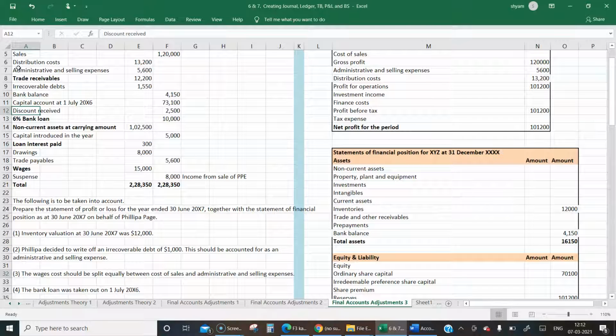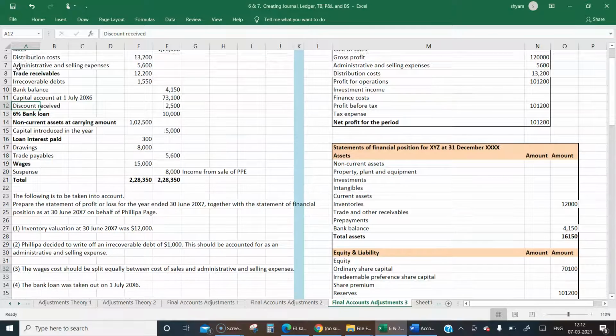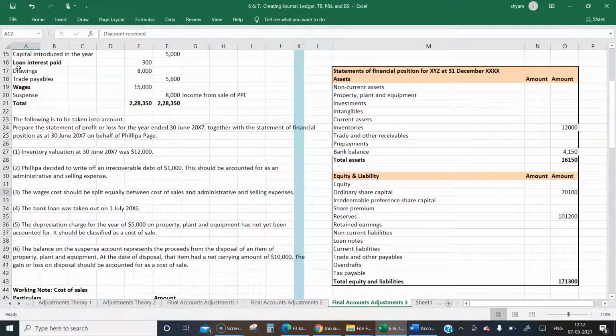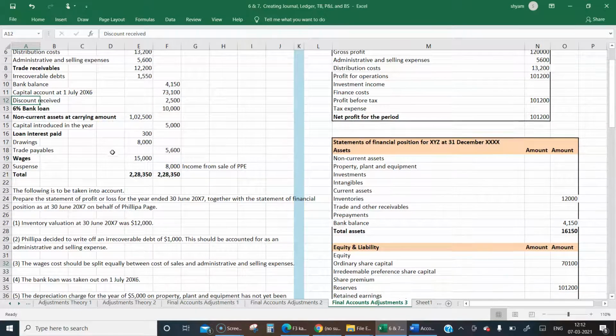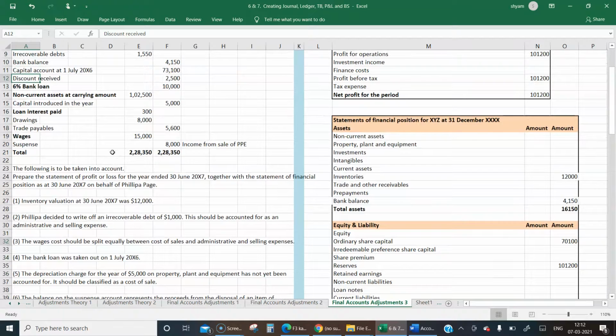So the next one is discount received. Where should we put it? We have to check. Okay, it's not mentioning anything about discount received. So what we'll do is we will take discount received as a cost of sales number.